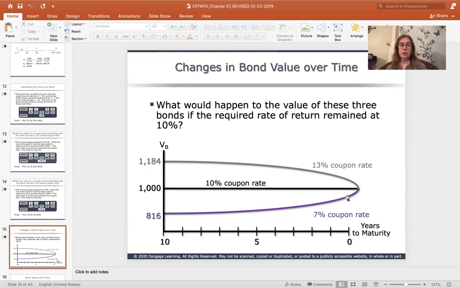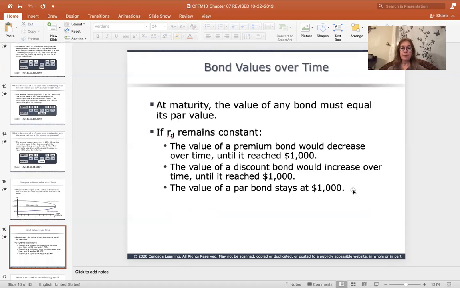With this bond selling at a discount, as it gets more towards maturity, the price increases, and at maturity, they would both be at $1,000. So in other words, 5 years from now, if you calculated the present value of this bond, it's going to be lower, and this one would be higher because the closer they get to maturity, they approach that $1,000. All right.